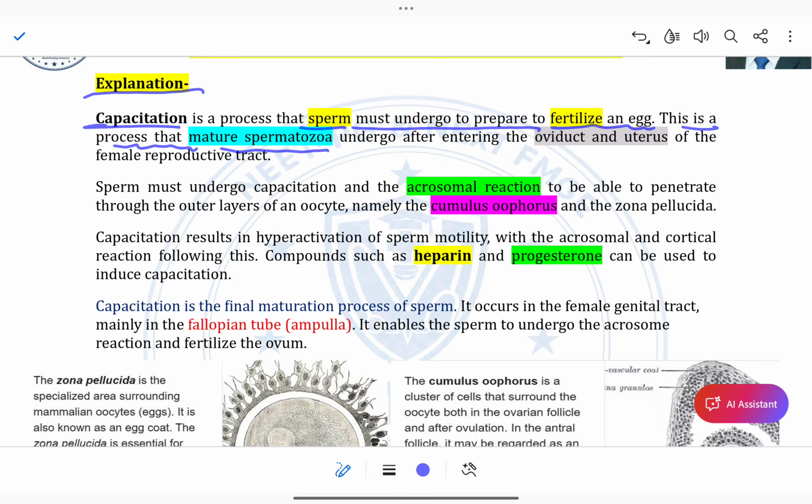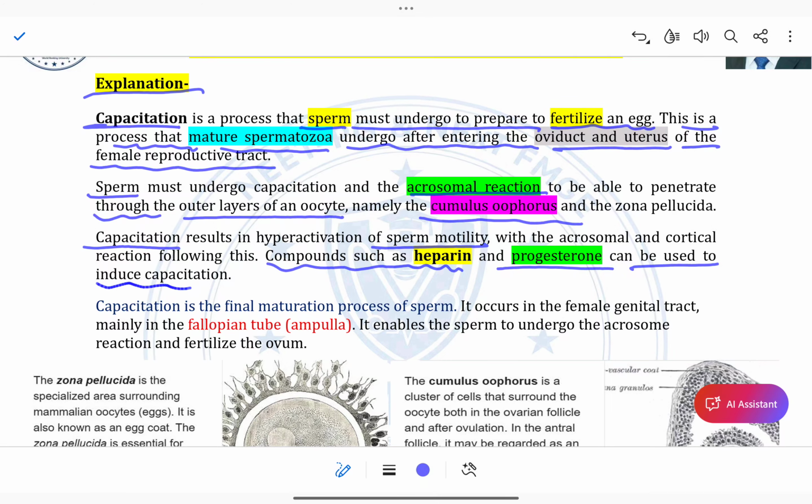A sperm must undergo capacitation and the acrosomal reaction to be able to penetrate through the outer layers of an oocyte, namely the cumulus oophorus and the zona pellucida. Capacitation results in the hyperactivation of sperm motility with the acrosomal and the cortical reaction. Following this, compounds such as heparin and progesterone can be used to induce capacitation.